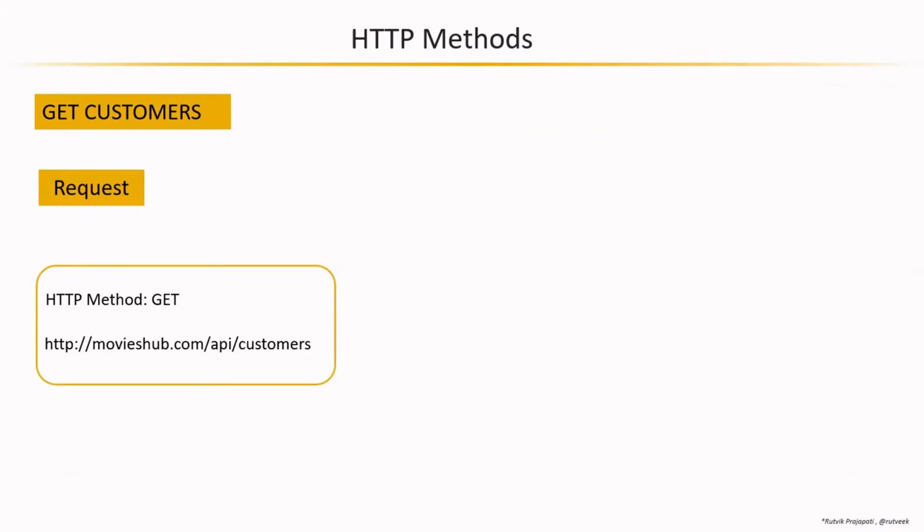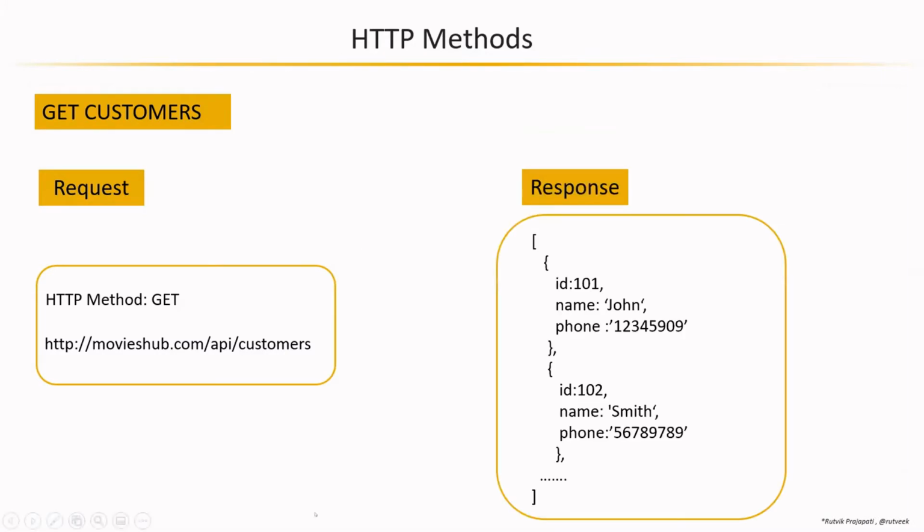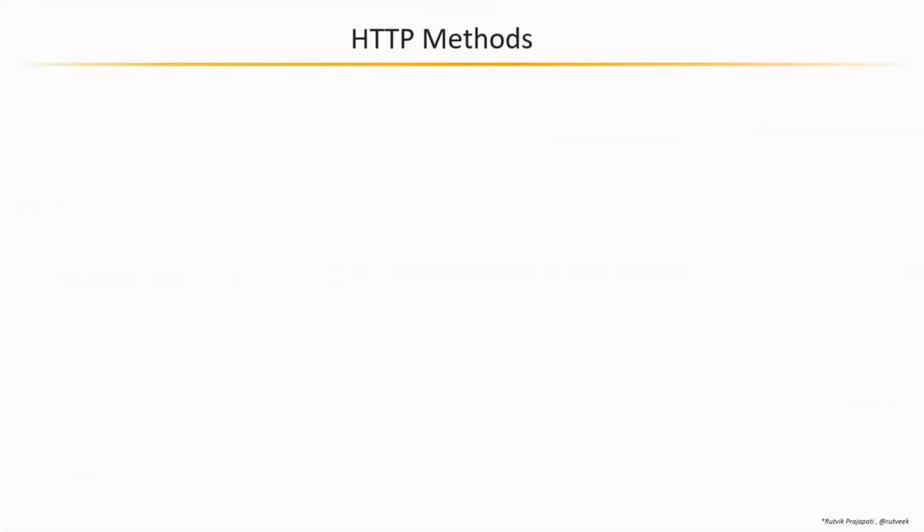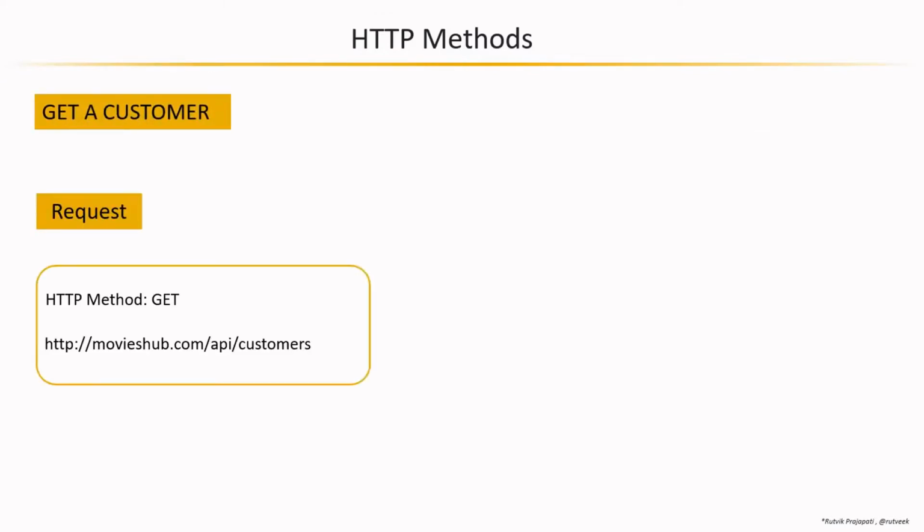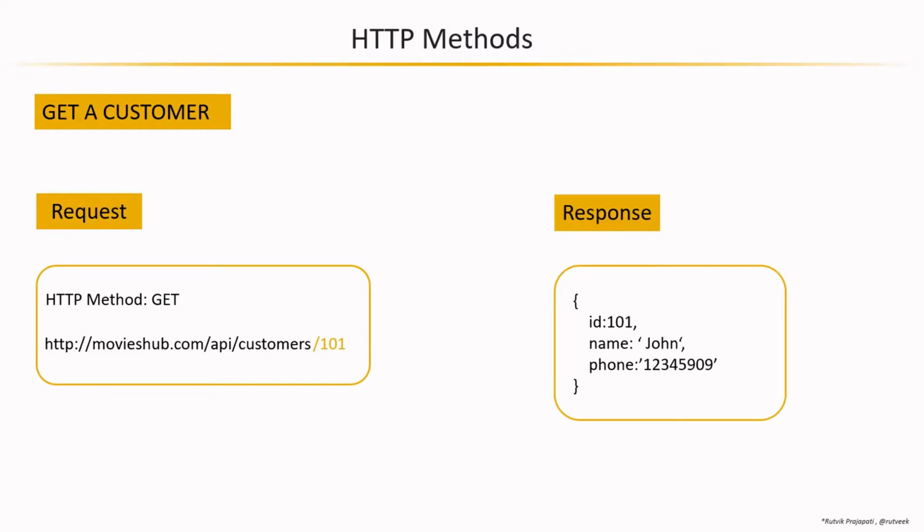Once I send the request using this endpoint URL, I get the response in the form of JSON. Basically, it contains a list of all the customers. As you see on the screen, it's ID 101, ID 102, and so on. Now I want to fetch the details of only one particular customer. Again, we use a GET method, but this time we need to explicitly provide the ID of the customer for which we want to fetch the information. Here I mentioned 101. Once we send this request, we get the response for that customer only.